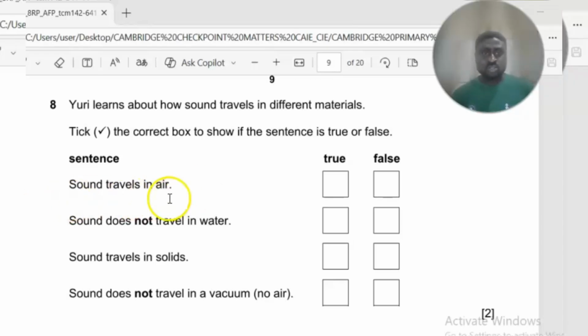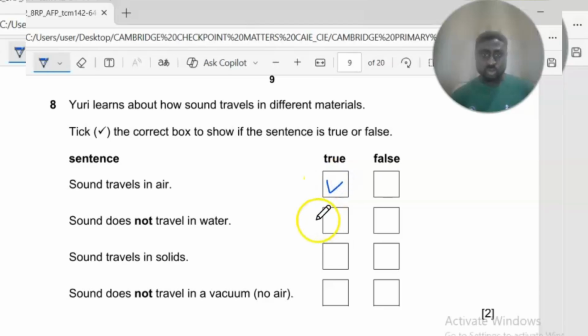So sound travels in air. Is that assertion true or false? Are you thinking about the answer right now? Sound actually travels in air, so it's true. You tick the box for true. Let's go to the second one.